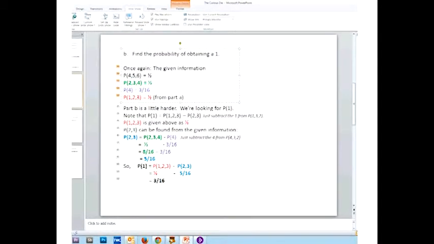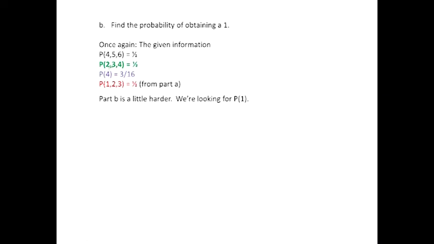Okay, I typed this wrong. There we go. That's the problem. 2, 3, 4. I said 2, 4, 5 or something. 2, 3, 4 right here was what was given.